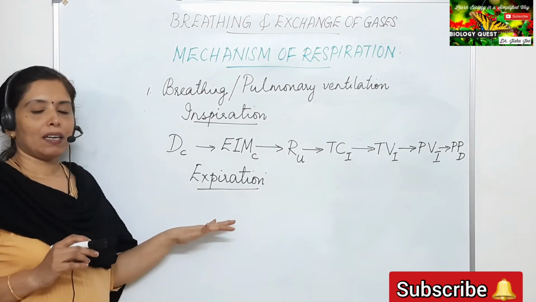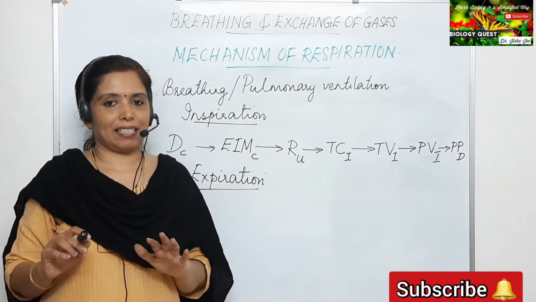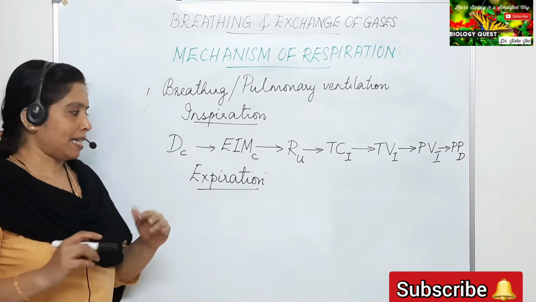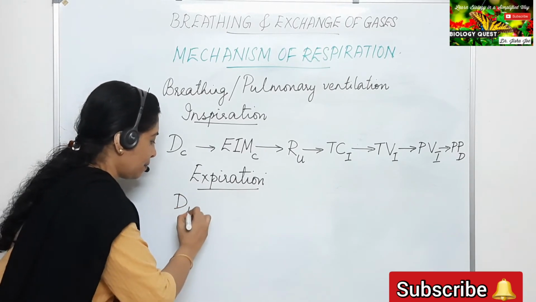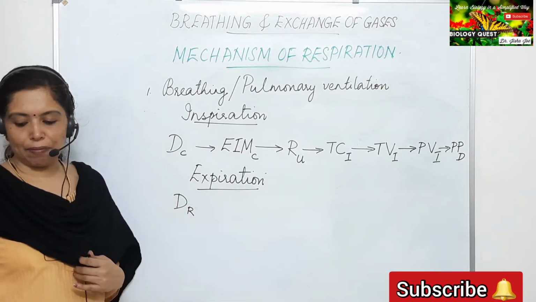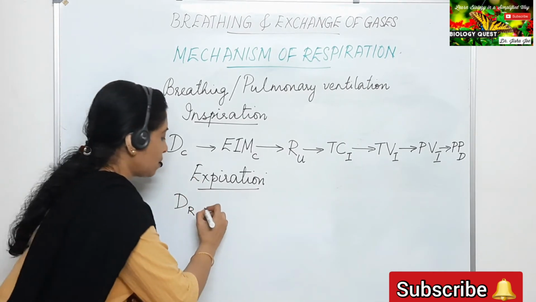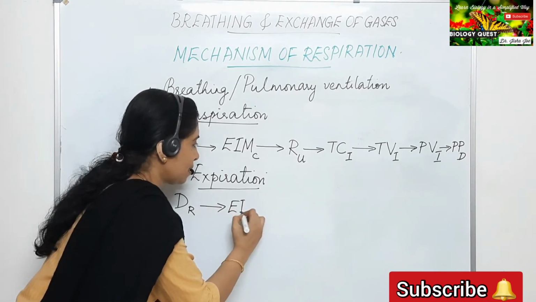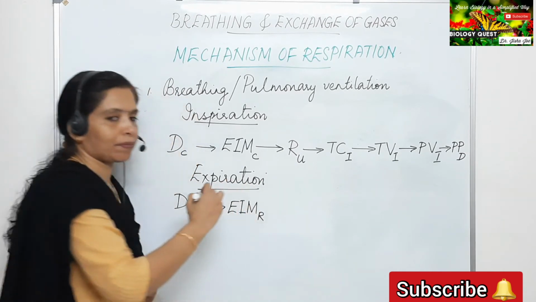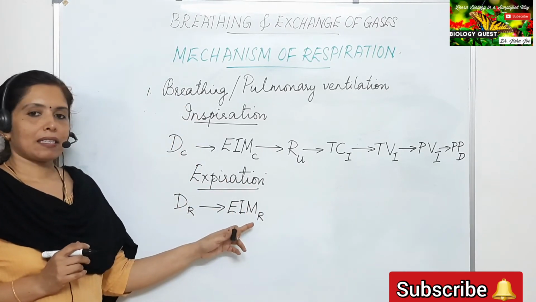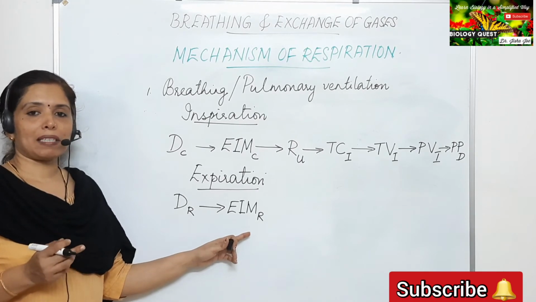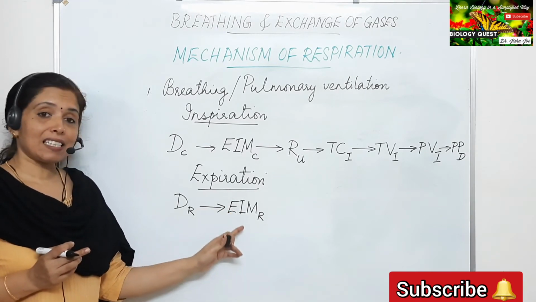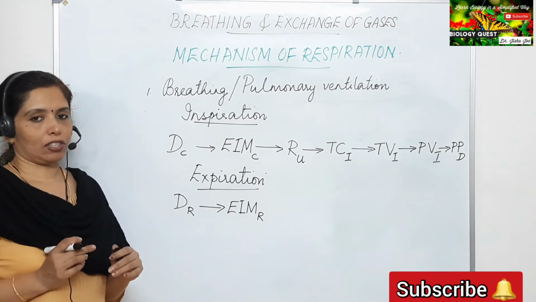So how will this happen? The diaphragm relaxes. Diaphragm comes to its original position, that is the dome-shaped position. Okay, the diaphragm relaxes. R for relaxation. Then what happens to the external intercostal muscles? External intercostal muscles relax. When external intercostal muscles relax, the internal intercostal muscles contract. Okay, so during expiration, it is the internal intercostal muscles that contract.